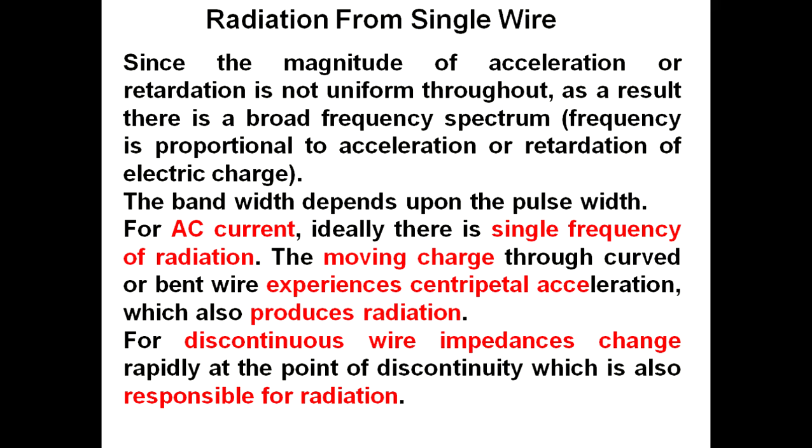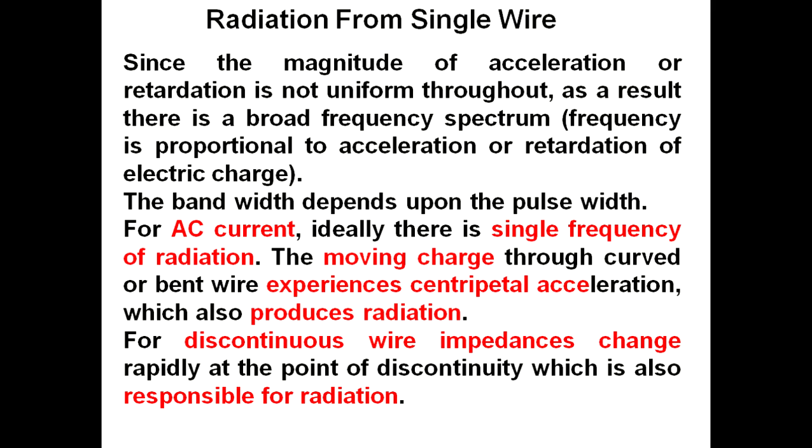So the moving charge through a curved or bent wire experiences a difference in velocity, which will produce a centripetal acceleration, which is able to produce radiation. That is, a change in velocity will produce radiation. That is the first point.